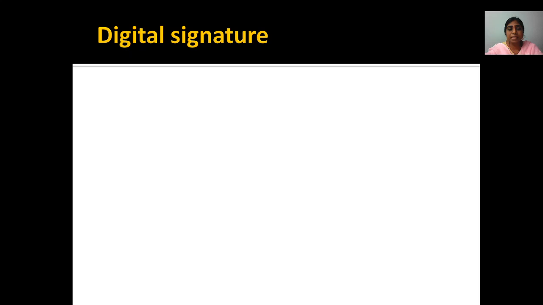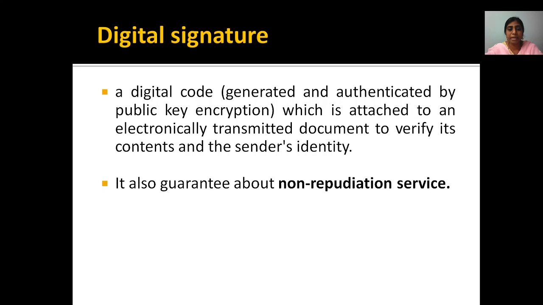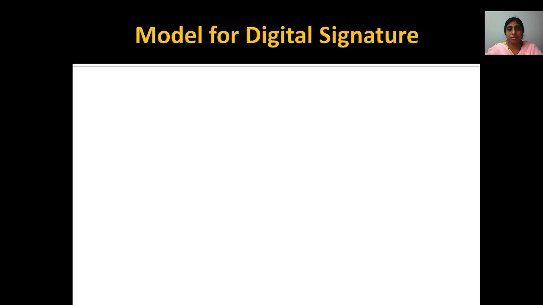Coming to the digital signatures. A digital code is generated and authenticated by a public key encryption, which is attached to an electronically transmitted document to verify its content and the sender's identity. It also guarantees non-repudiation services. Non-repudiation means someone cannot deny having sent the message once it has been signed with their digital signature.